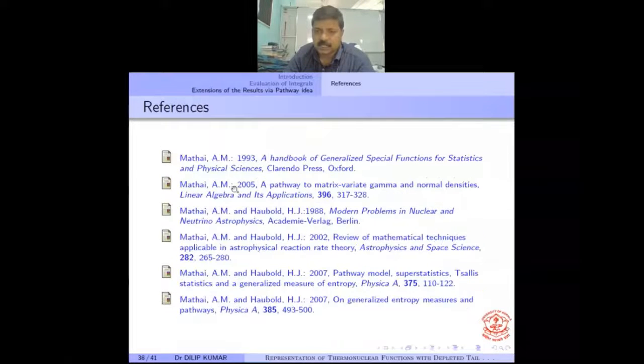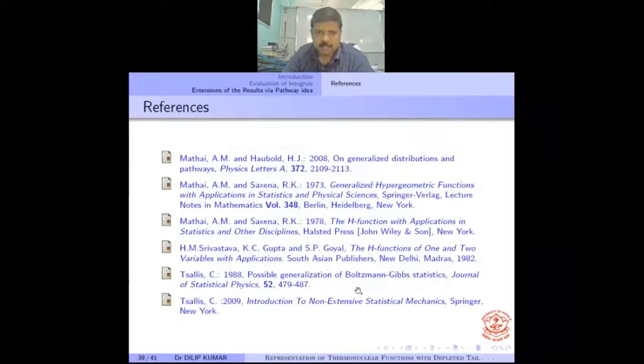This is the paper, Mathai 2005, where the pathway model was introduced. These are the series of papers of Mathai and Haubold where the standard reaction rate probability integrals were given, and here you could see the techniques in the standard cases. This is the paper for the scalar case of the pathway model, you could refer to this paper.